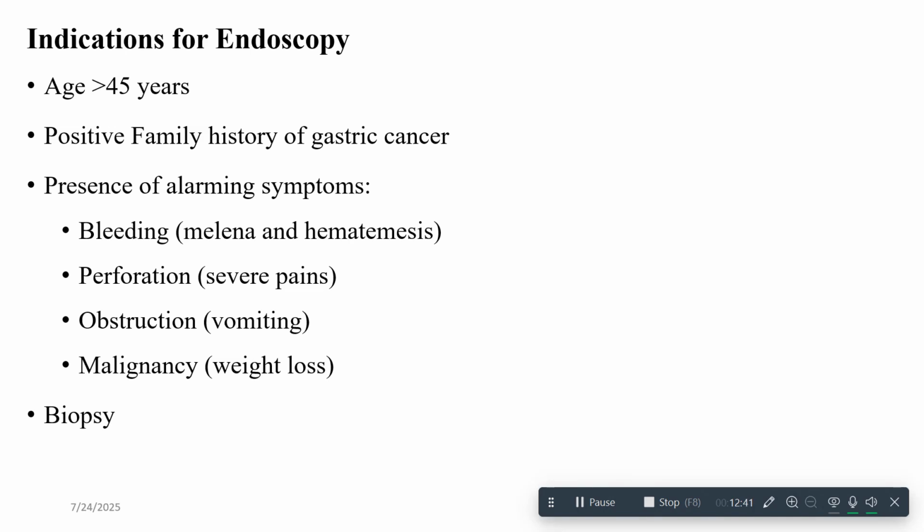The indications for endoscopy in PUD are age above 45 years, positive family history of gastric ulcer or cancer, and presence of alarming symptoms, which include melena or hematemesis, that's bleeding; perforation, where the patient presents with severe pains; obstruction, where the patient presents with vomiting; and malignancy, where the patient presents with weight loss.